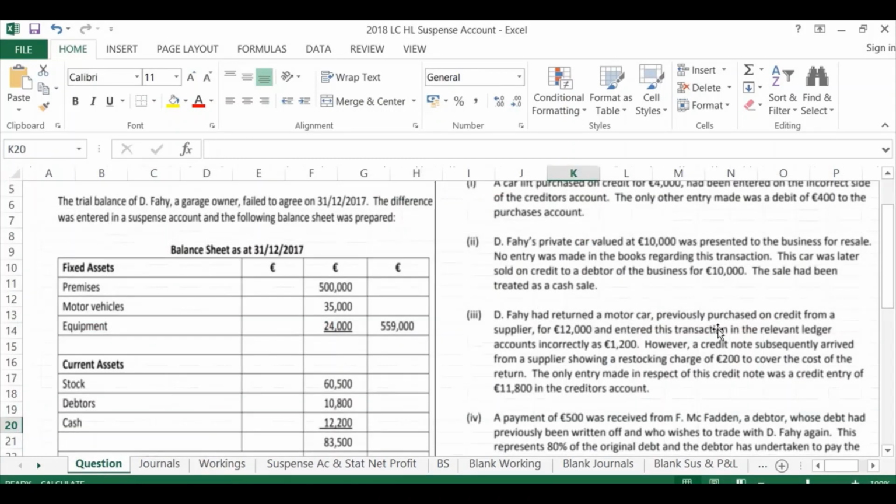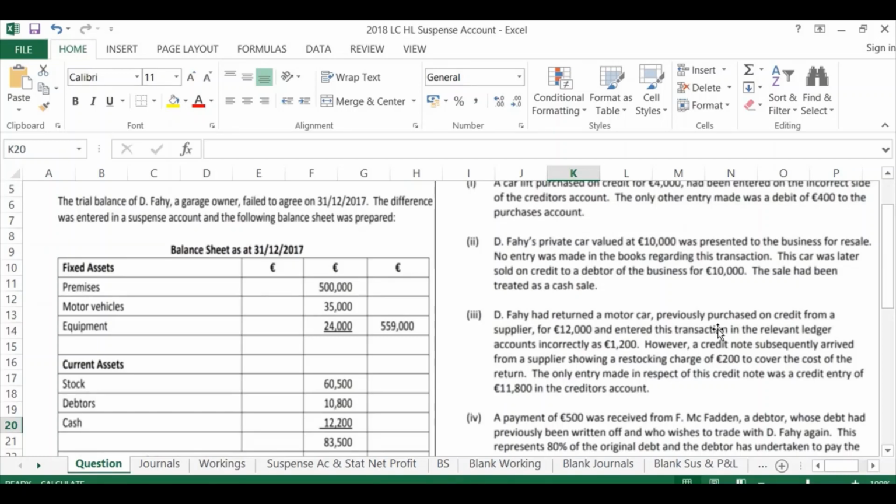The second part of the question says we were charged a restocking charge of €200. So if you get charged a restocking charge or a delivery charge or something like that on purchases returns, you should just treat it like a purchase. If it's on sales returns, you should treat it like a sale. So we should have just debited purchases with 200 and credited creditors with 200.